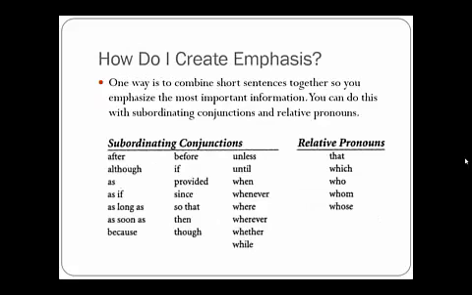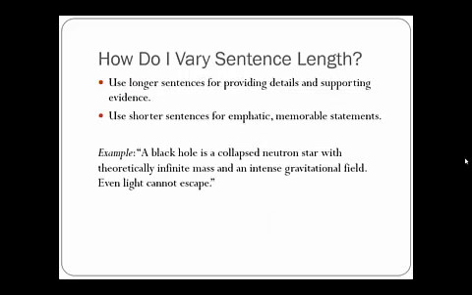You can also use subordinating conjunctions and relative pronouns to combine shorter sentences together. I've shown you some examples here, but of course there are others. You can vary sentence length by using longer sentences for providing details and supporting evidence, while using shorter sentences for emphatic statements. Shorter sentences are good for points you want the reader to keep in mind.